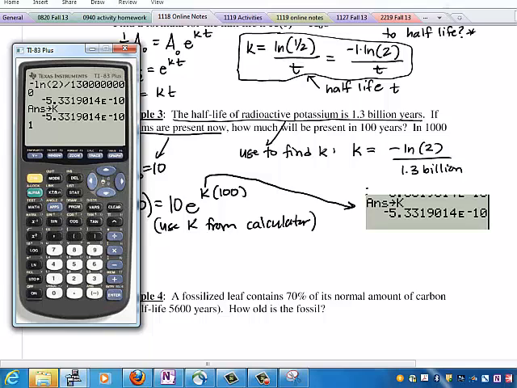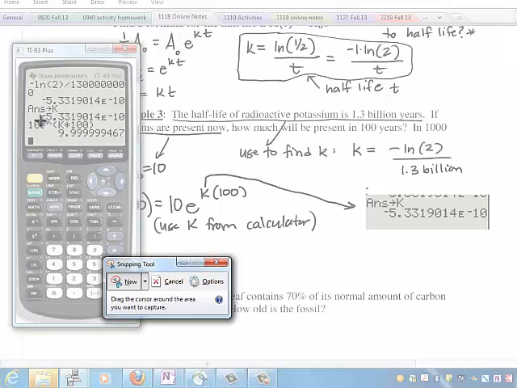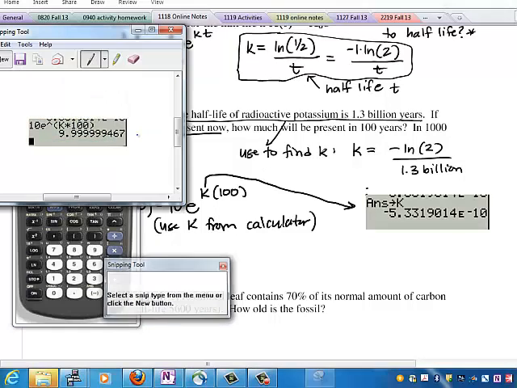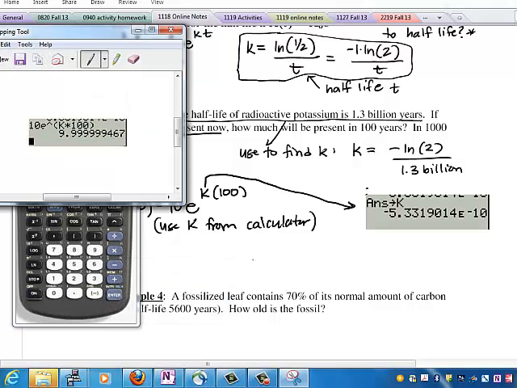So we want 10 times e to the k times 100. It looks like really only a tiny bit less than we have right now. But still it is a little less, so that many grams.